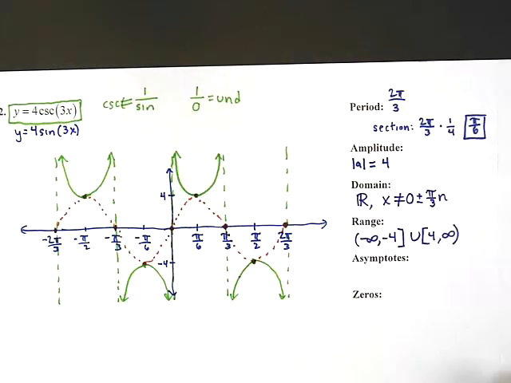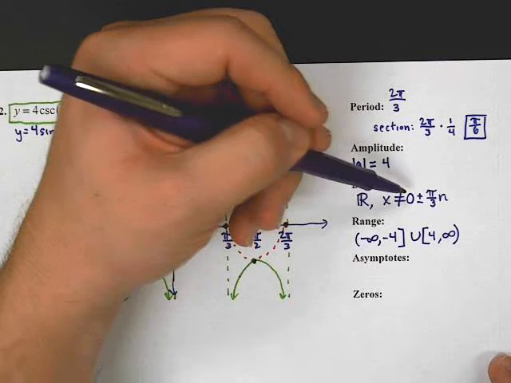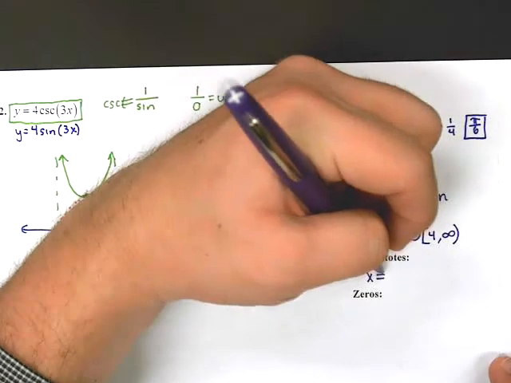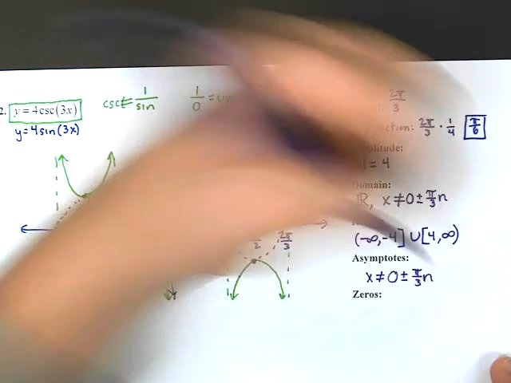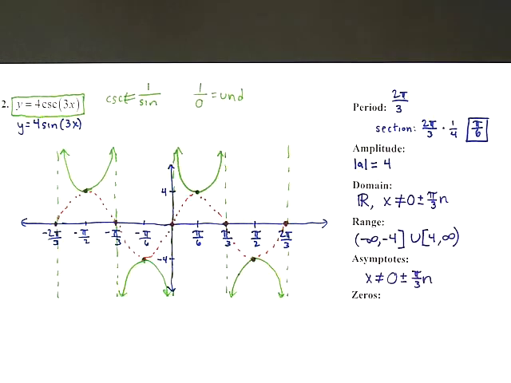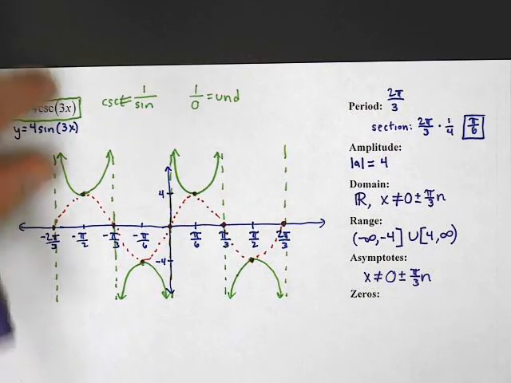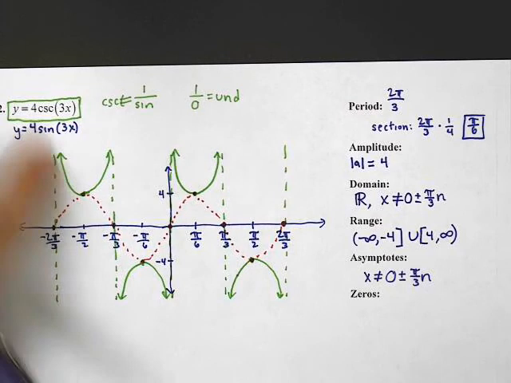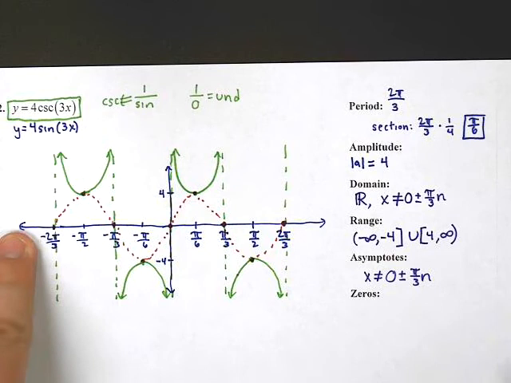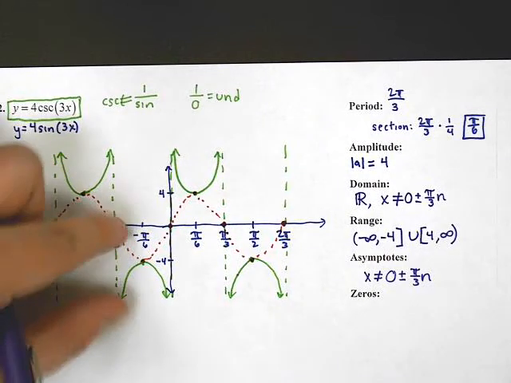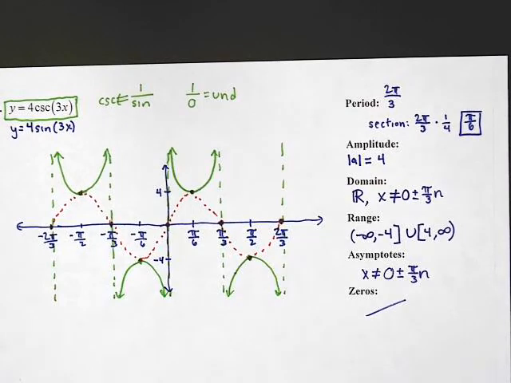Asymptotes we actually already did, guys. So if you did your work for domain, you don't have to redo it. X cannot equal 0 plus or minus pi over 3 n. Beautiful. And for zeros, for right now, because there's no shifts up or down, hopefully we notice on our green graph, there are absolutely no zeros. Now, in future, we might shift this up, and we might have to figure that out, but for right now, none.